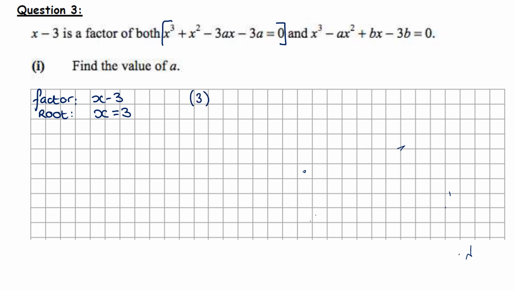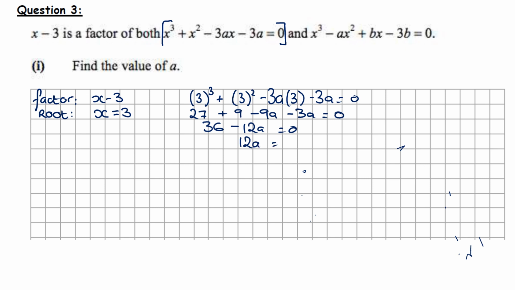So we have 3 cubed plus 3 squared minus 3a times 3 minus 3a equals 0. This gives us 27 plus 9 minus 9a minus 3a equals 0. Cleaning that up, we get 36 minus 12a equals 0. 12a equals 36. a equals 3.